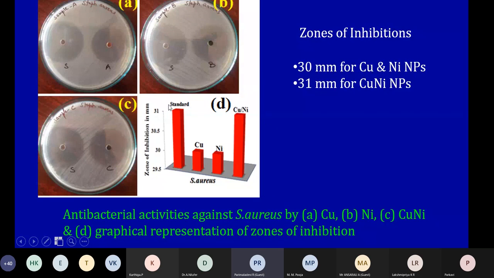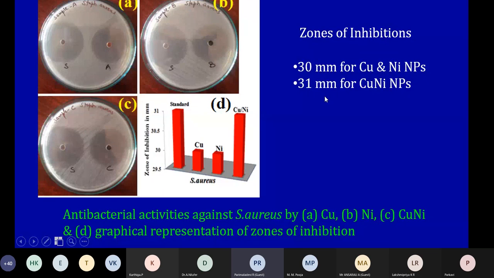This is for gram positive bacteria. So Staphylococcus aureus we have taken as a source here, and we studied antibacterial activity. Here we can see the zone of inhibition. The zone of inhibition is 30 millimeter for the copper and nickel nanoparticles, and the zone of inhibition for the copper nickel nanoparticle is 31 millimeter.